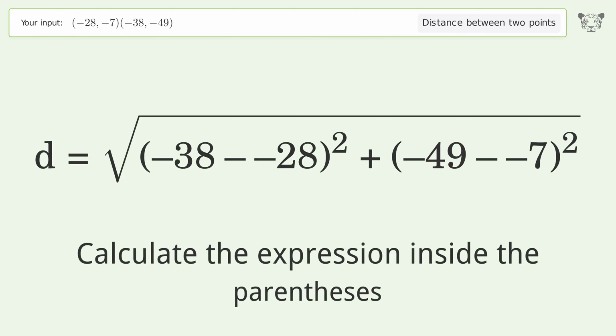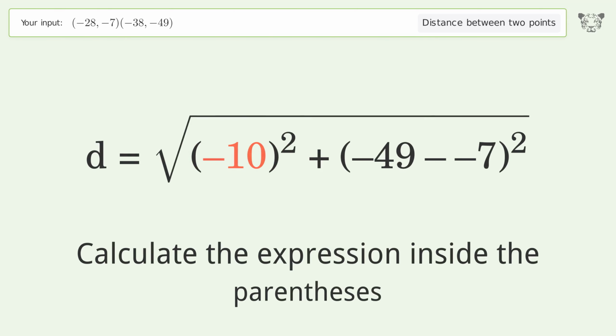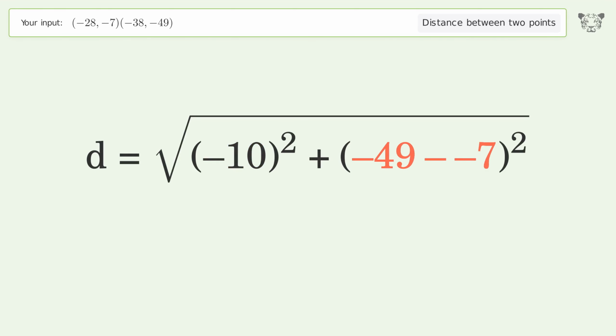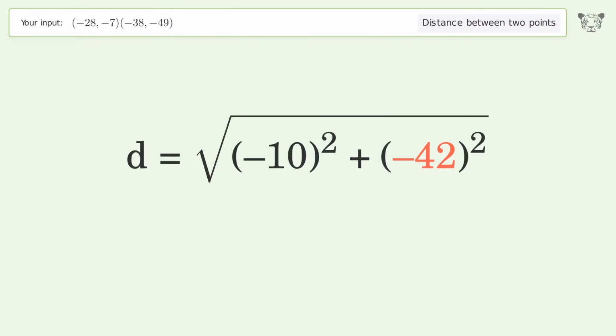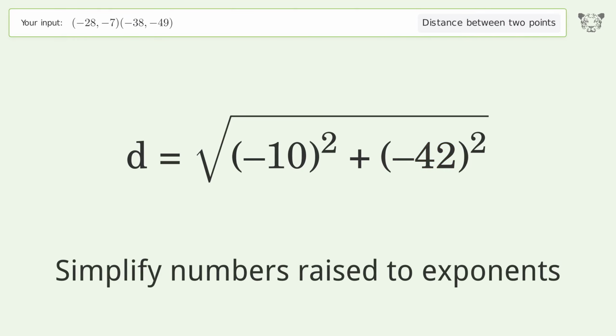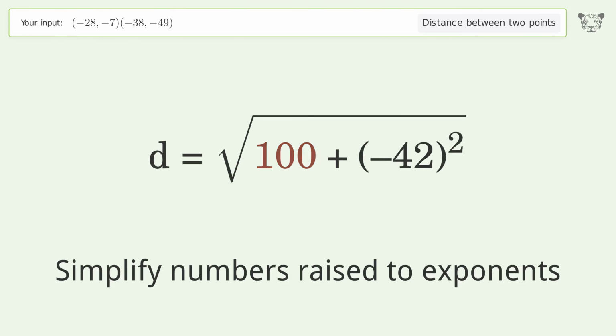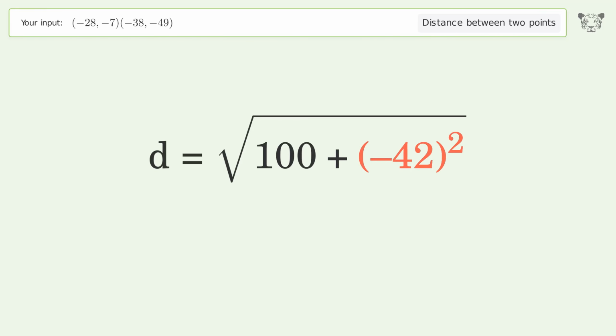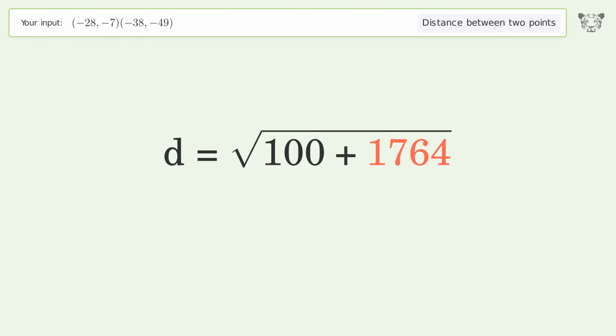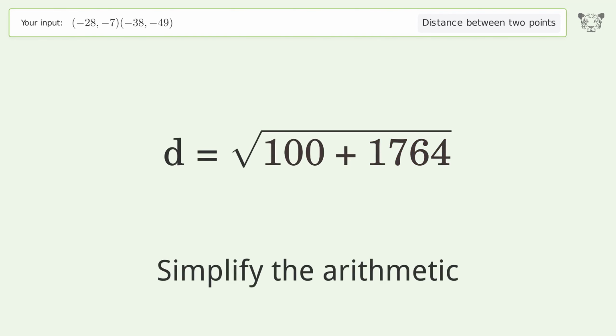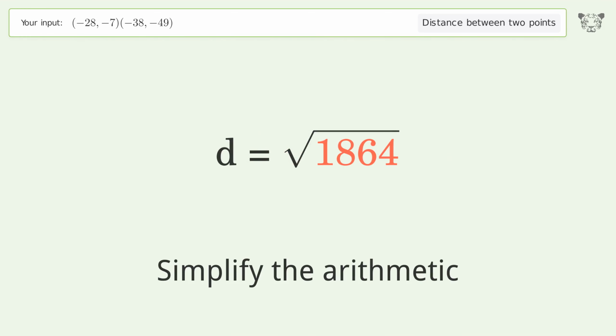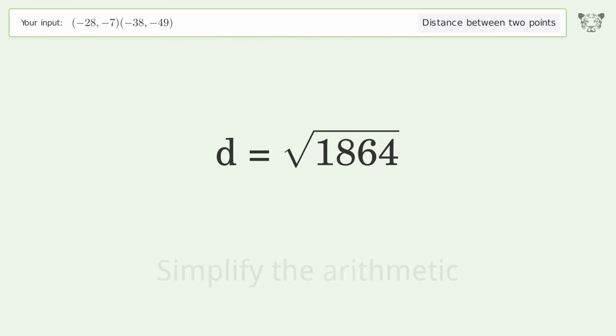Calculate the expression inside the parentheses. Simplify numbers raised to exponents. Simplify the arithmetic. And so the distance between the 2 points is the square root of 1864, or 43.174.